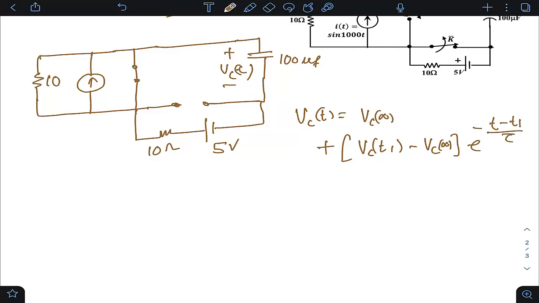Why am I writing it as t minus t1? Because the switching is happening at an instant other than 0. So that is the shifting we expect. This is applicable for t greater than t1. So what is VC of infinity in this case?